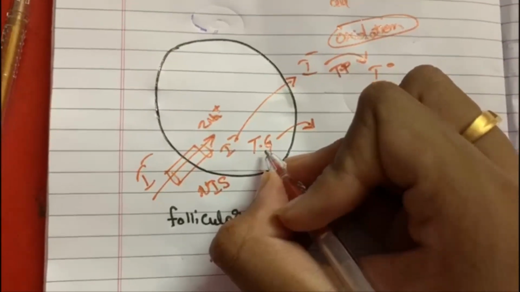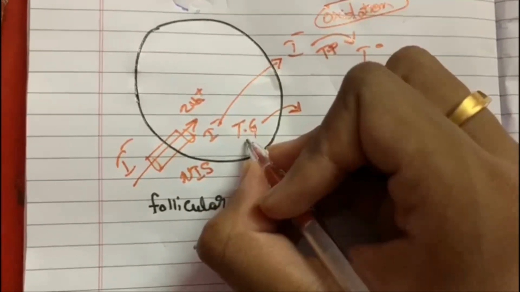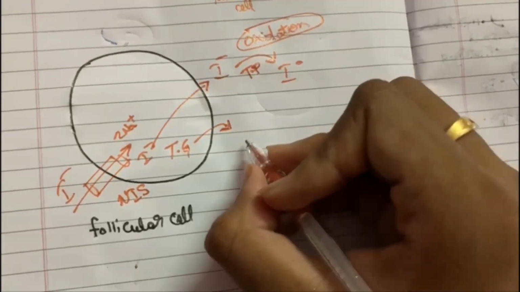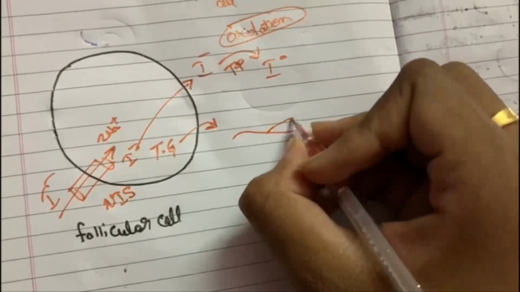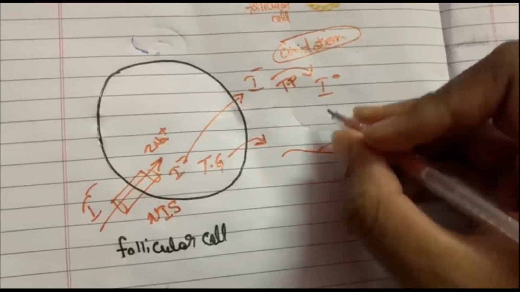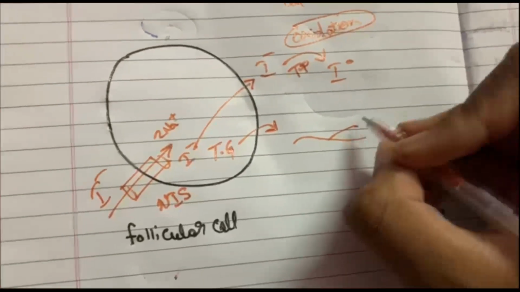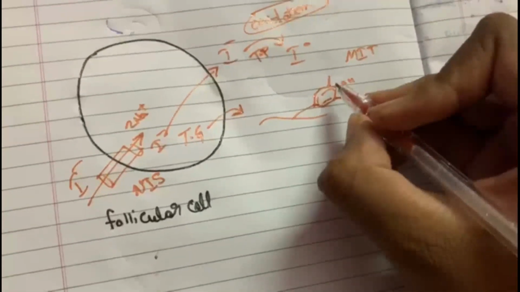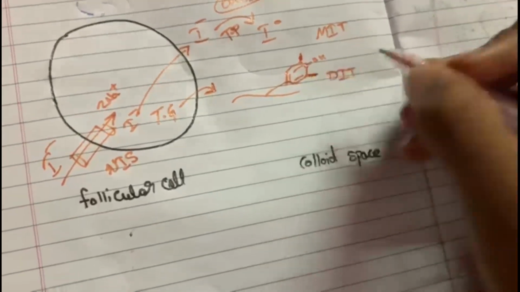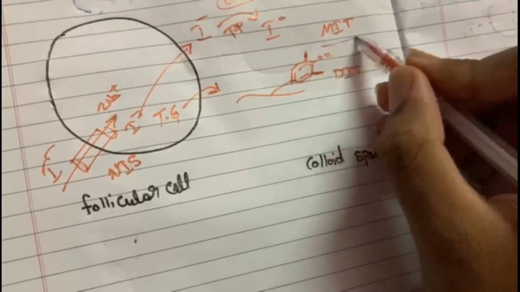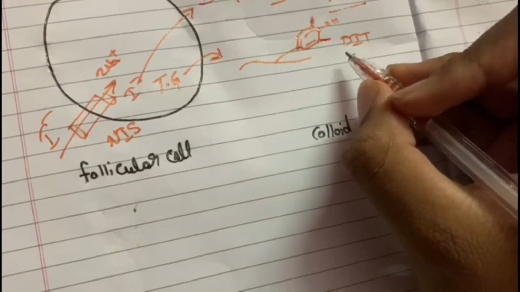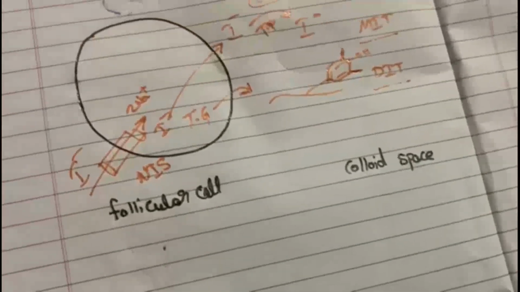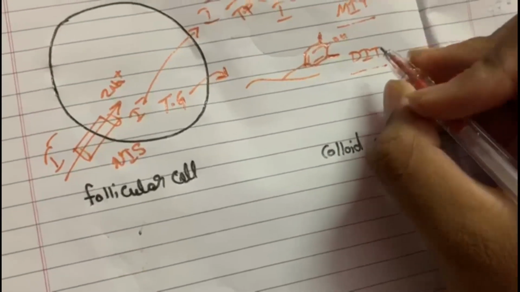The rough endoplasmic reticulum of the follicular cell secretes a protein known as thyroglobulin, which is also secreted into the colloid. Where the iodide attaches to thyroglobulin. This iodide binds to thyroglobulin either once or twice. If it binds once, it's known as monoiodotyrosine, and if it binds twice, it is known as diiodotyrosine. This process is known as organification.